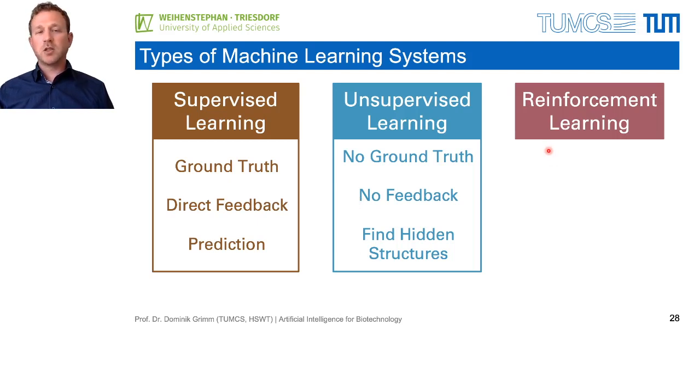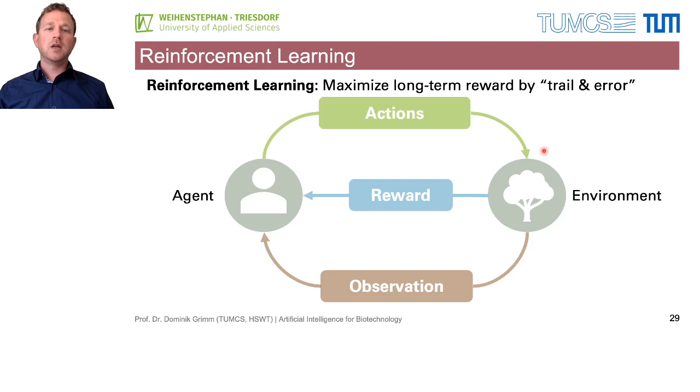Reinforcement learning is very much different from supervised learning and unsupervised learning. And for some people, it's also considered the holy grail in machine learning or in artificial intelligence. So what is reinforcement learning? Reinforcement learning is doing a long-term maximization by trial and error. So what do I mean by this?